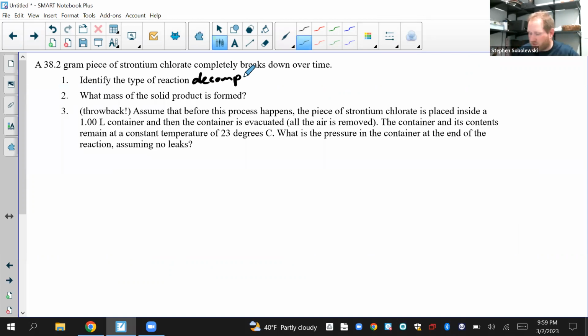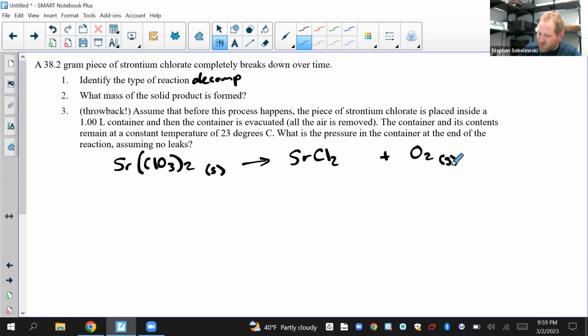Okay, so here's the real stoich. All right, so we have strontium chlorate. That's going to be Sr(ClO3)2. Because this is an ionic compound, we're going to assume that it's solid. Breaks down over time. So this is one of these types of reactions you had to memorize as an honors chem student. And that's that metal chlorates decompose into metal chlorides plus oxygen gas. So the metal chloride for strontium would be strontium chloride, SrCl2, plus oxygen gas.